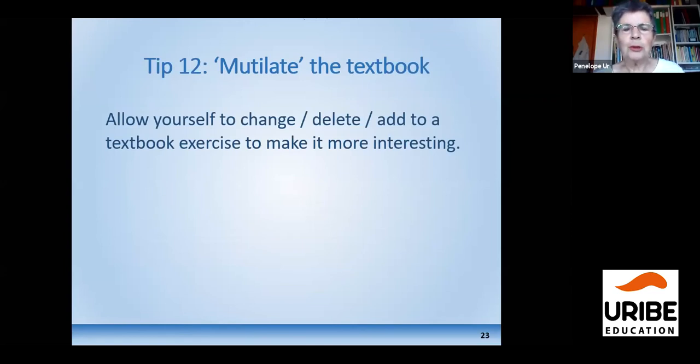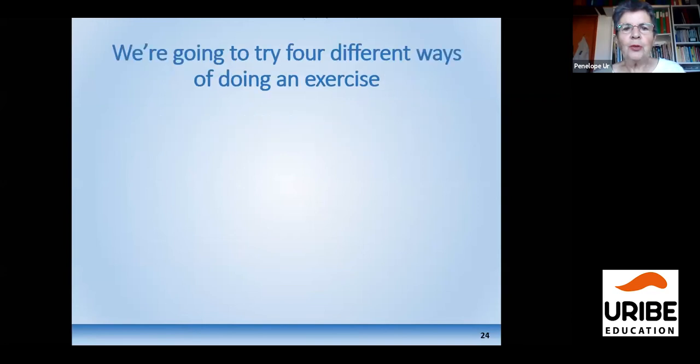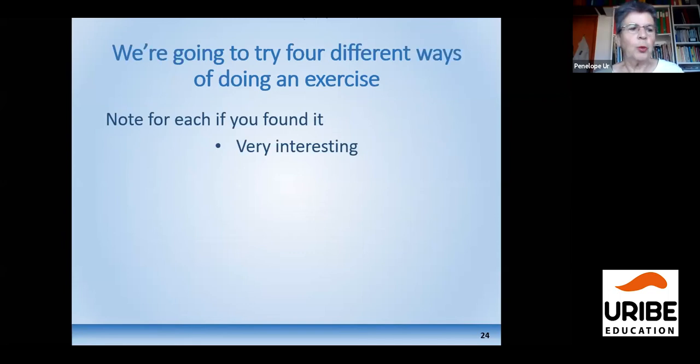I'm going to show you an example. There are 4 different ways of doing an exercise, which involve actually changing the textbook exercise. I want you to tell me, and you can write this in the chat box or on a bit of paper, or just think, you don't have to write it down even, for each of the 4 ways, whether you found it very interesting, fairly interesting, or boring, roughly speaking. Okay, so here's number 1.